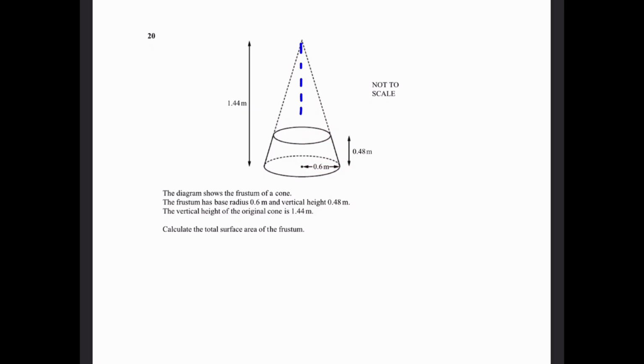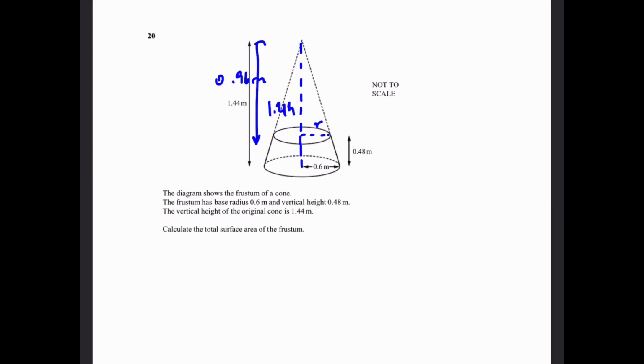Using similar triangles. It's not easy to see similar triangles here, but once we draw this line and draw this one as the radius, we can see two similar triangles form. This one and this large one here. So this length here is 1.44, and the length here we can find by doing 1.44 minus 0.48. So that'll be 0.96 meters. And this radius is 0.6. This one we need to find, so let's name that as r.